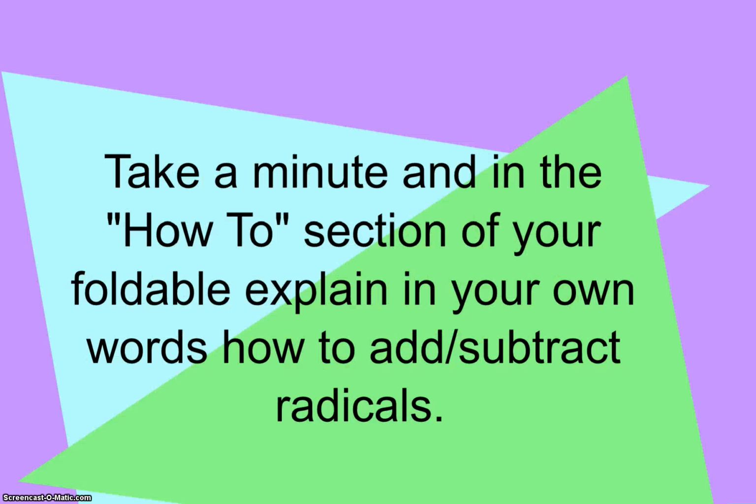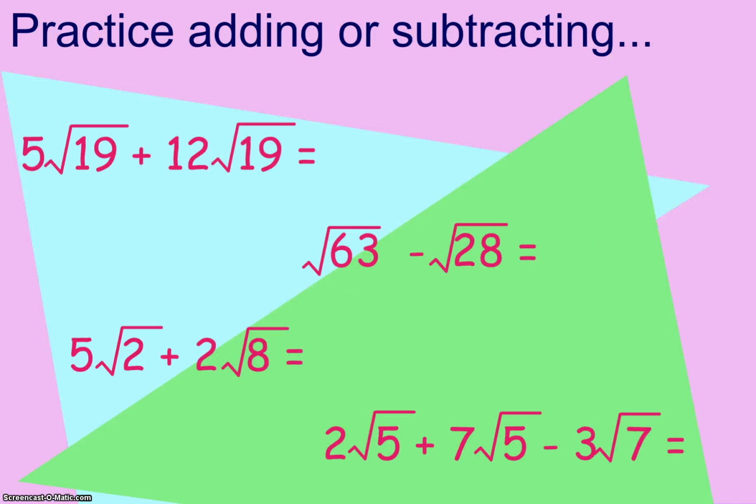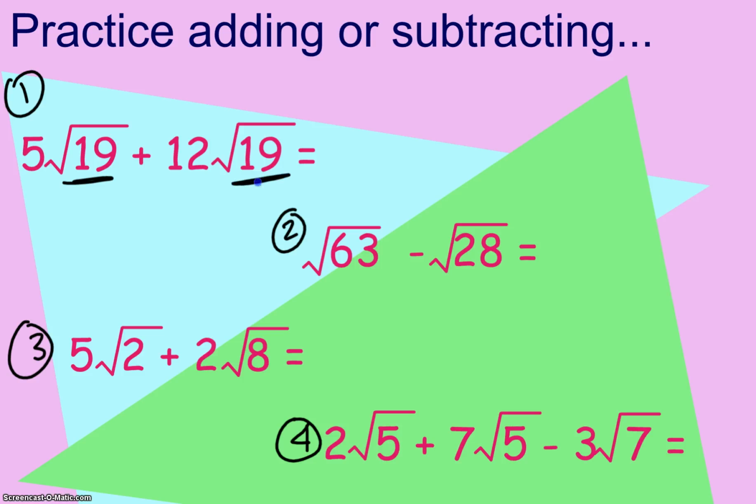So take a minute. Instead of doing it on the foldable, we already wrote it in our ISN. So let's go ahead and do some examples. This is example 1, this is example 2, example 3, and example 4. Now, these are already simplified because 19 is prime. So, and because they are the same radicals, I can go ahead and combine them. 5 plus 12 is going to be 17 square root of 19.